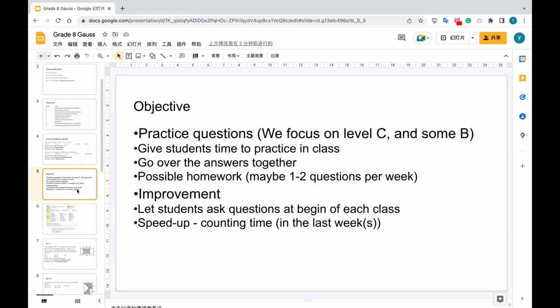After class, I will give you homework. I want to make sure you practice outside the class, because in class is definitely not enough. The main idea is we want to practice a lot of questions, and as time goes by, I want you to speed up, especially for level C.